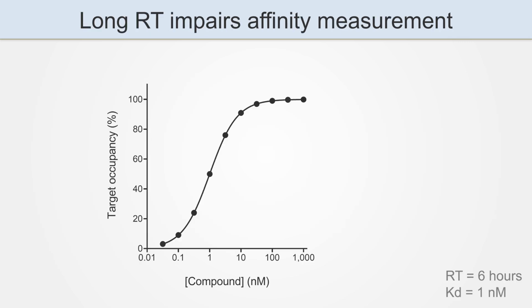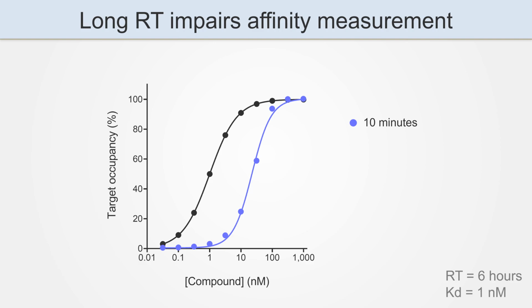Let's see this in action. In this experiment, we are measuring the affinity of a compound binding to a target using a standard binding saturation assay. This is a compound with a long residence time of 6 hours. The affinity of this compound is 1 nanomolar. The black line on the graph here shows the true affinity of the compound. Now let's assume an incubation time of only 10 minutes. Here's what the data looks like.